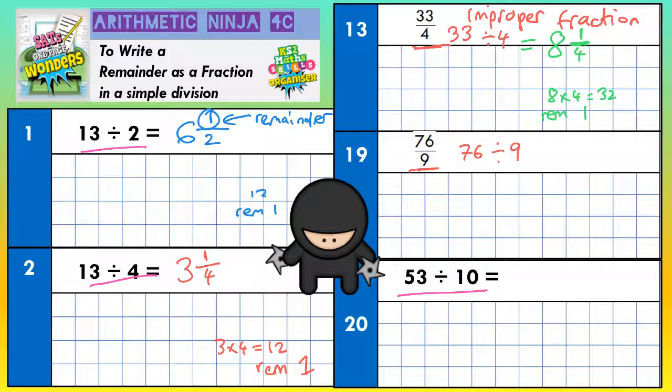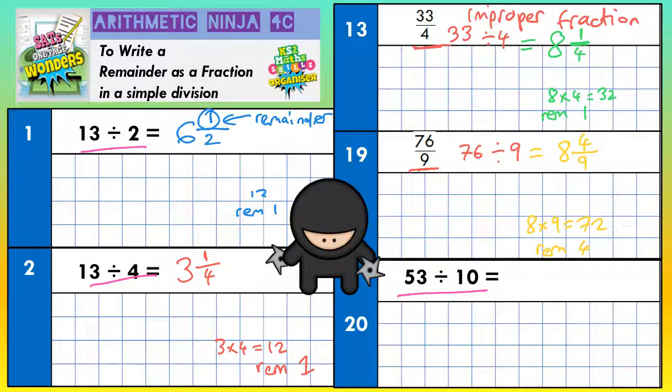Question 19, 76 divided by 9. How many 9's can you squeeze into 76? Well, if you know your 9 times table, you'll know that 8 9's will go in there because 8 9's are 72. But to get up to 76, that leaves a remainder of 4. So it's 8 remainder 4. And because we're dividing by 9, that remainder of 4 would also be divided by 9. So it's 8 4 ninths.